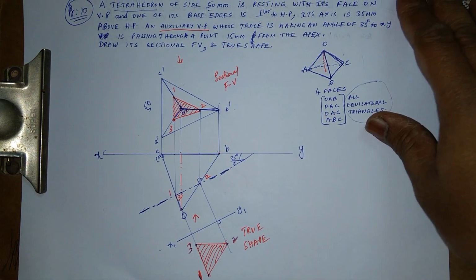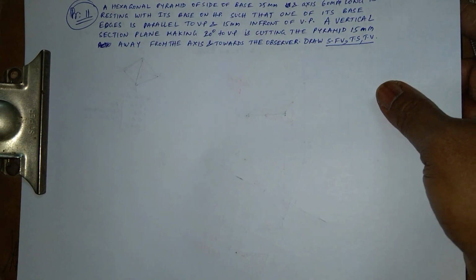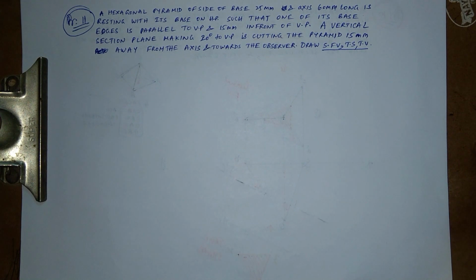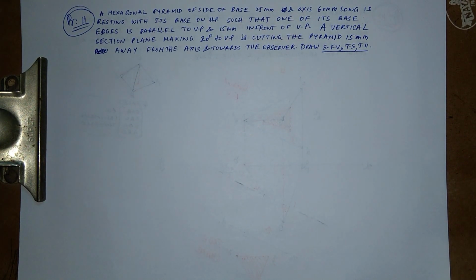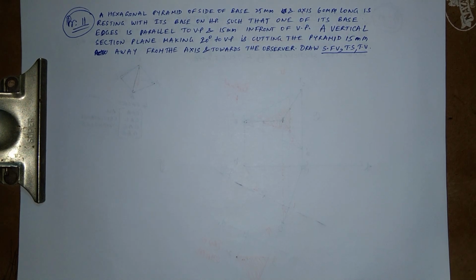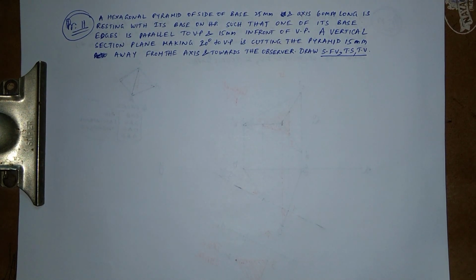All right, let's move on to the next question. So it's right here. Just note, I'll read the question for you. Please note down. A hexagonal pyramid of side of base 25 mm and axis 60 mm long is resting with its base on HP such that one of its base edges is parallel to VP and 15 mm in front of VP. A vertical section plane making 20 degrees to VP is cutting the pyramid 15 mm away from the axis and towards the observer. Draw the sectional front view, true shape and top view.